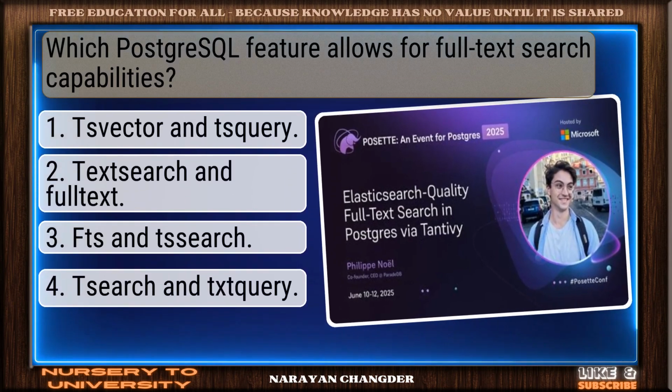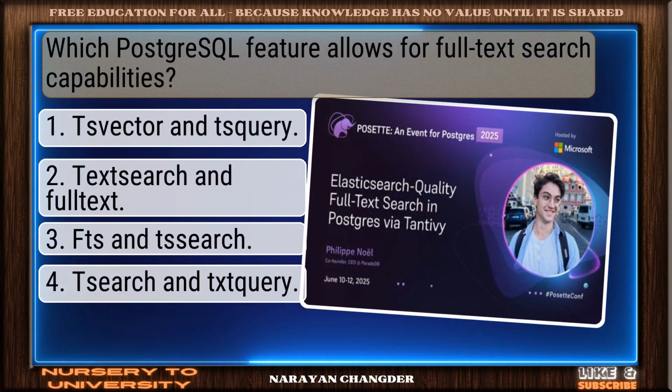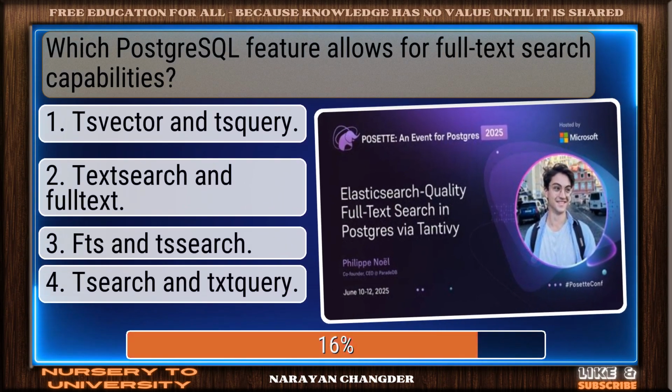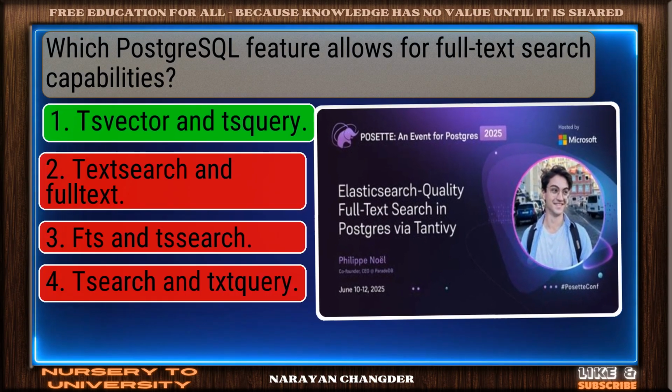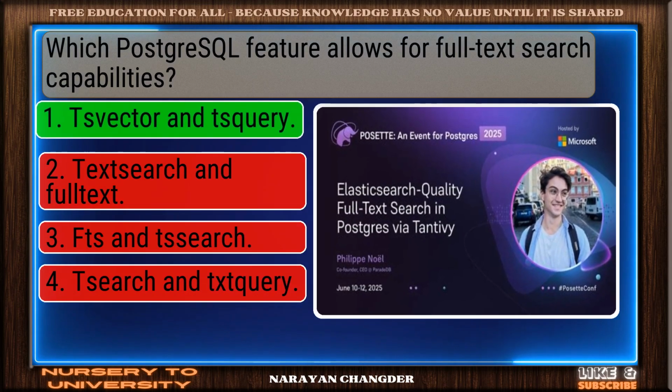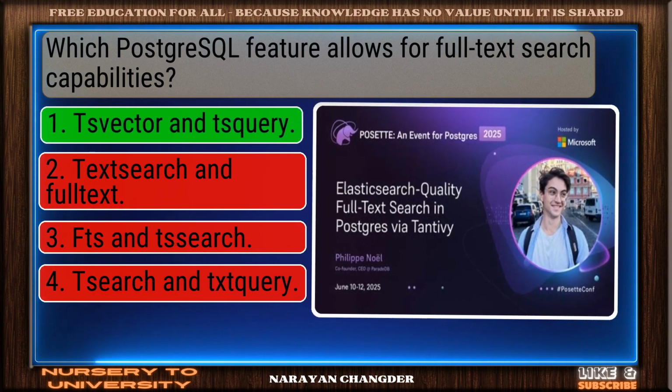Question number 32. Which PostgreSQL feature allows for full text search capabilities? Strong choice. tsvector and tsquery is the right answer.